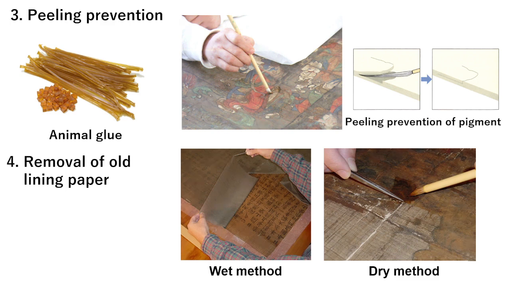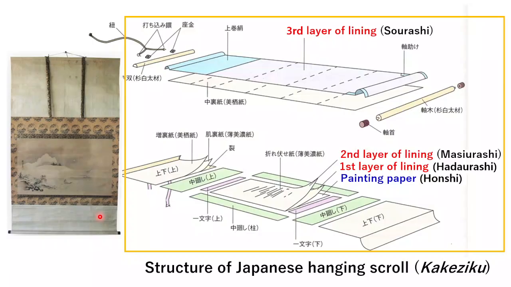Let's move on to the process of removing the lining paper. This is an important process because it means removing all the lining paper and replacing it with new lining paper to physically support the painting paper.